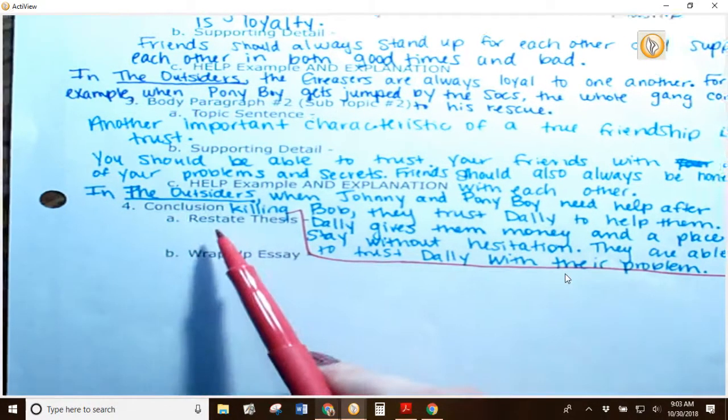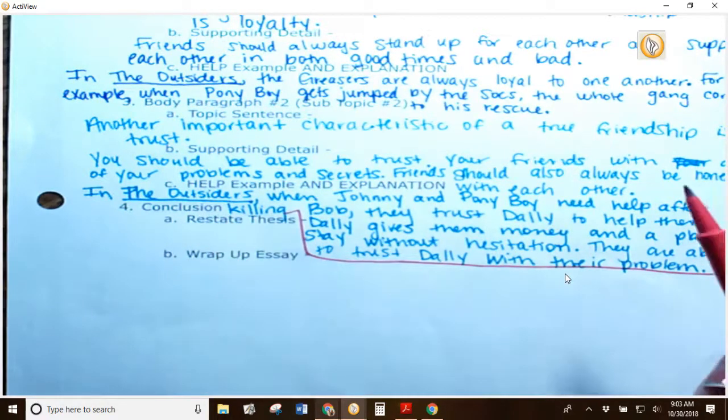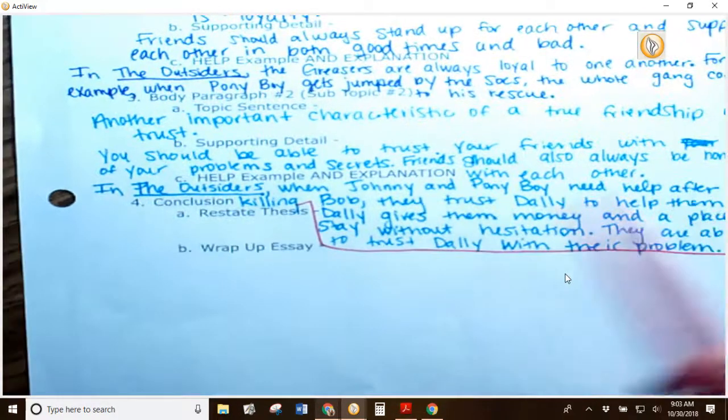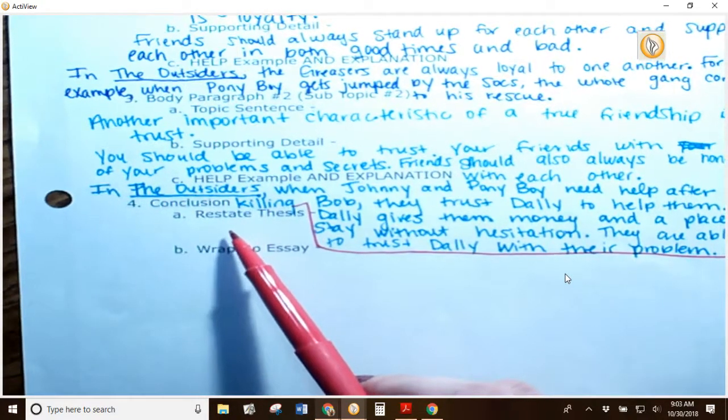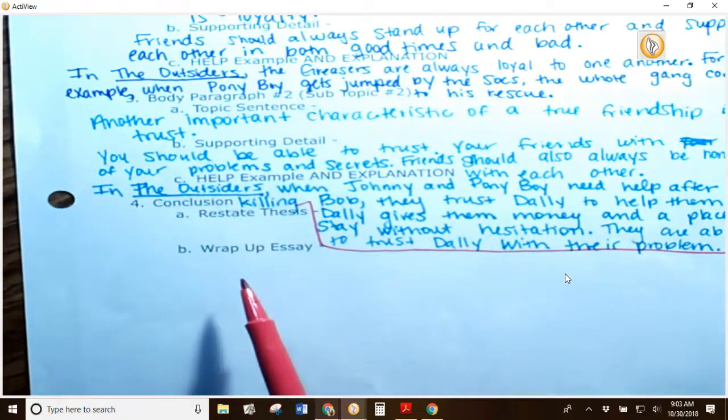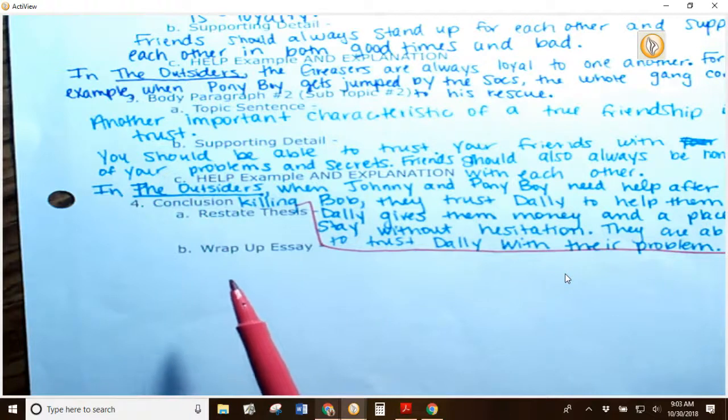Okay, it says we need to restate our thesis and wrap up our essay. Now, when it says restate thesis, that doesn't just mean copy it word for word from the beginning. It means put the same ideas in there, but reword it a little bit. Also, for wrapping up the essay, another thing you could do is use the truism again. Again, you don't want to use the exact same words, but you can use the same ideas you had in your truism and put it at the end.